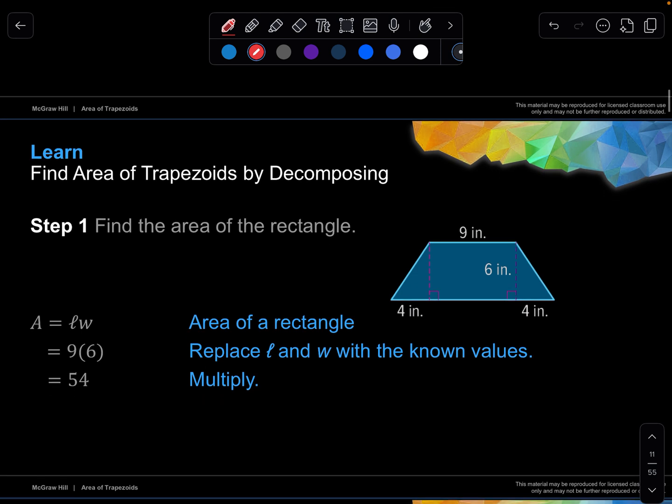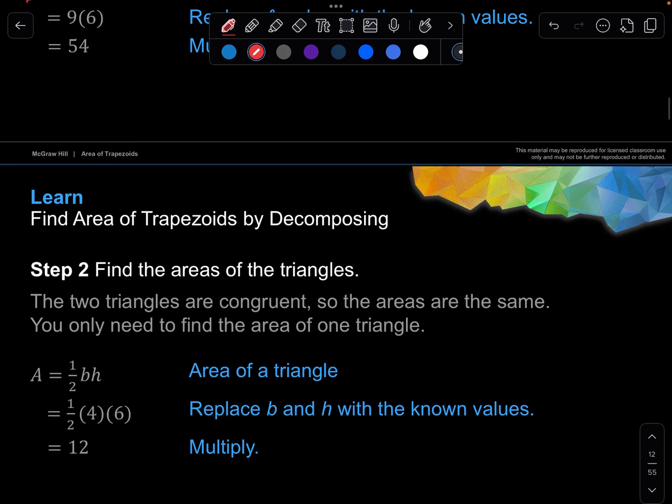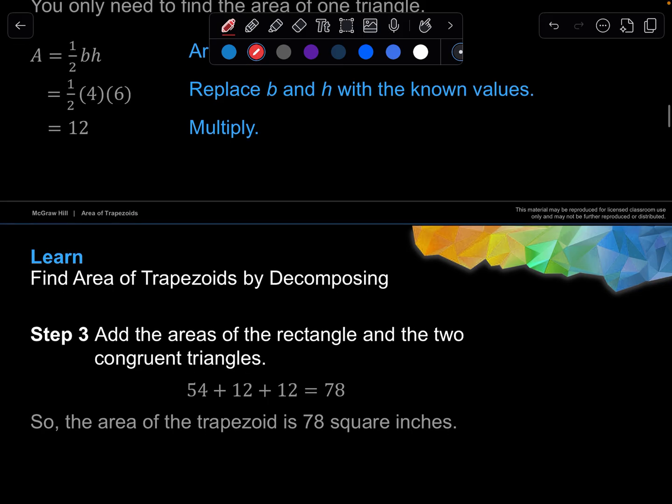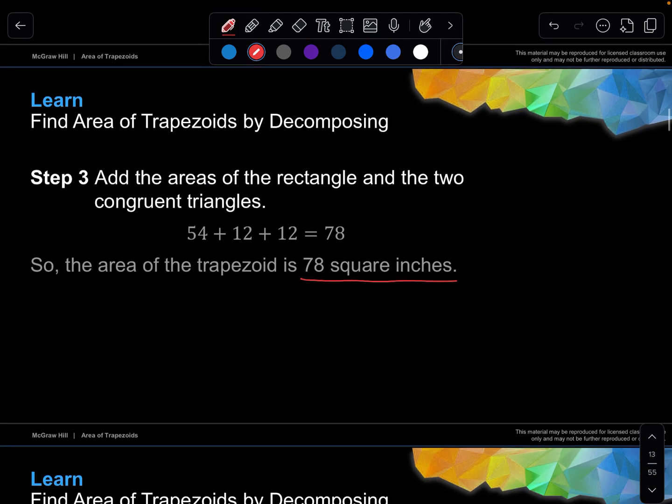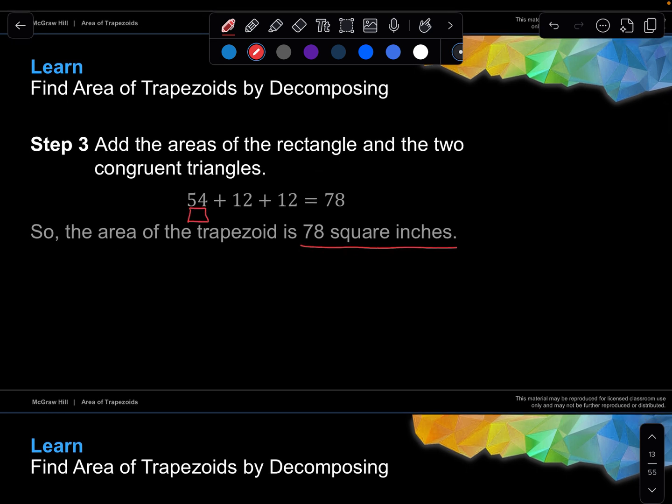So step 1, we find the area of the rectangle, which is 9 times 6, because the area of a rectangle is L times W. That gives us 54 square inches. Area of triangles: because the two triangles are congruent, we only need to find the area of one triangle. Area is half BH. Substitute the values, that gives us 12. We add it all together to get the area of the trapezoid, 78 square inches, which is the area of the rectangle, 54, plus the area of one triangle and the area of the other triangle.